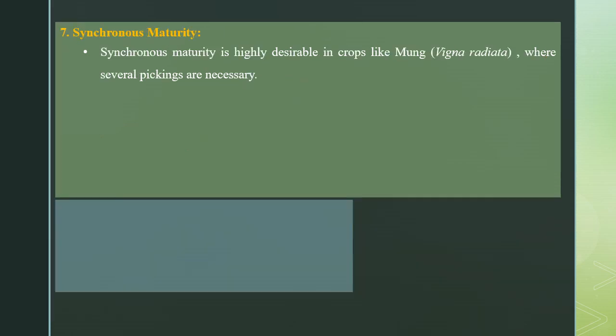If we look at synchronous maturity, which is highly desirable in some crops like moong, where several pickings are necessary, if we go for crops that mature synchronously, then it will give us a more profitable yield.